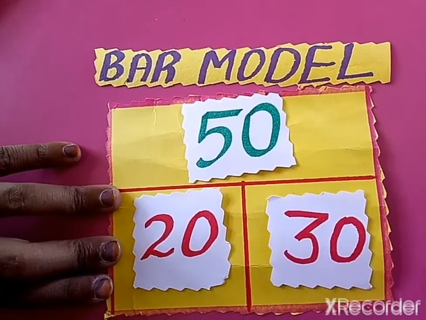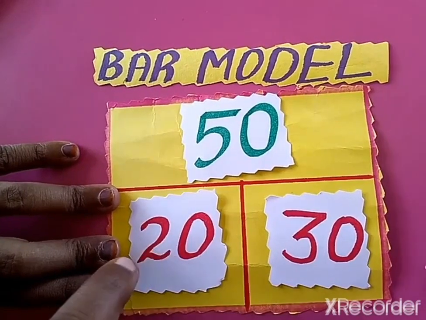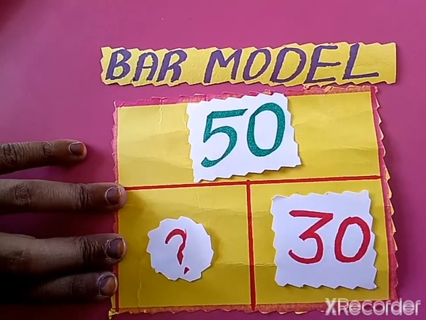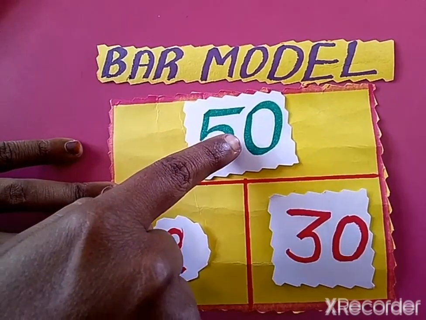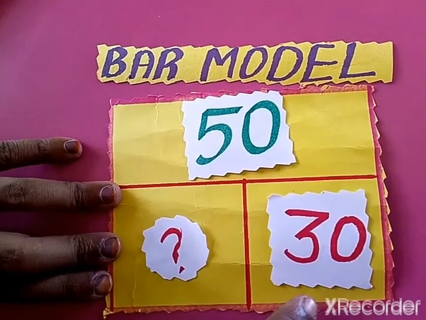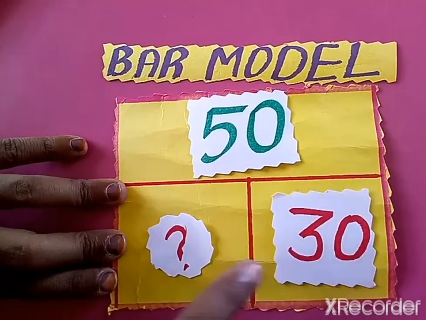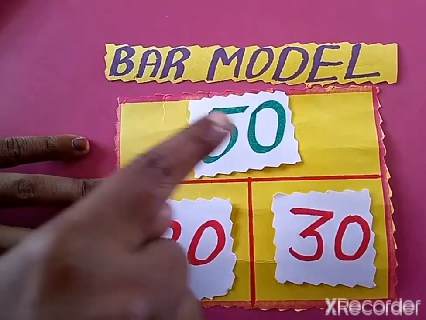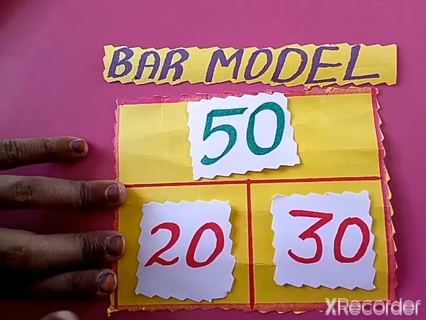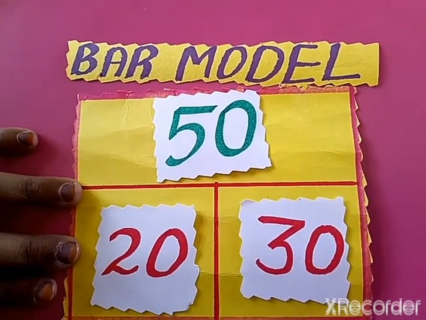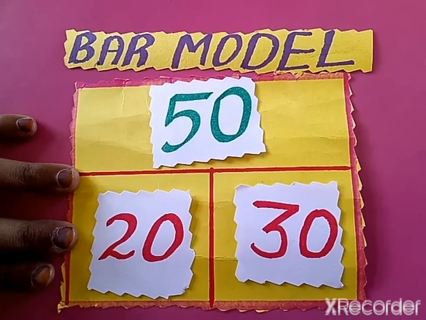Correct? Again, one more example. Suppose I don't know this part number. What is this part number I don't know means how will I get? Yes, again from the total 50, that is from the whole number minus this part number. So 50 minus 30, I get 20. Correct? So you understood the relation between the numbers in the bar model. So now let us see few more examples using bar model.